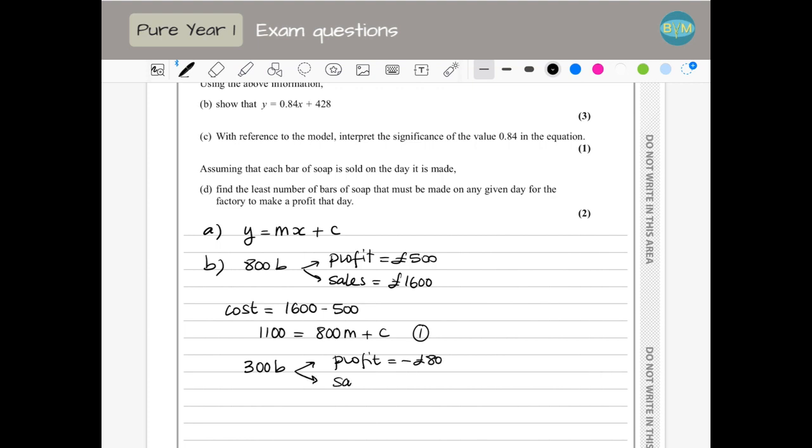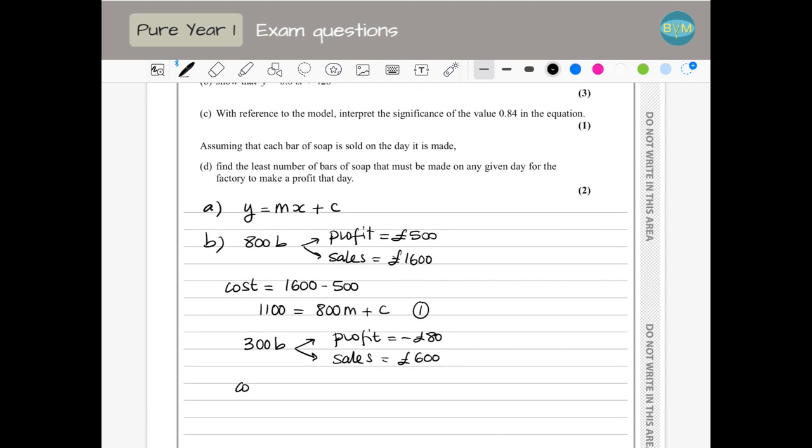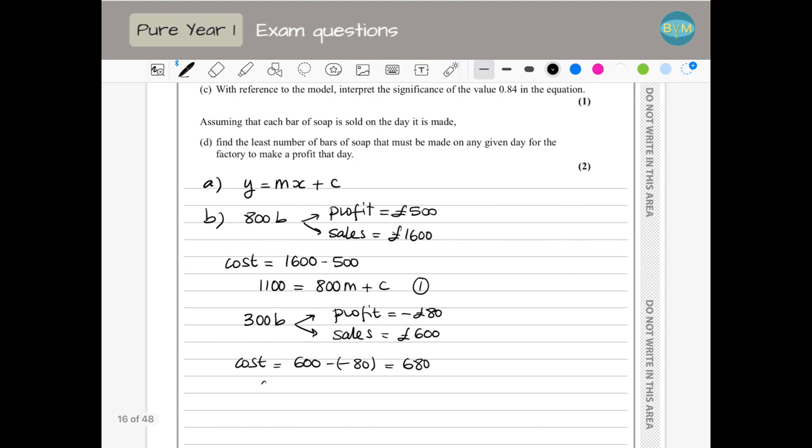And the sales is going to be £2 times 300 bars, so £600, which means the cost is going to be the difference between the sales, 600, minus the profit, which in this case is negative. So this is £680. And this £680, substituting in the equation, going back here, is going to be X is 300 bars times M, so it's 300 times M plus C. And here we have a second equation in terms of M and C.